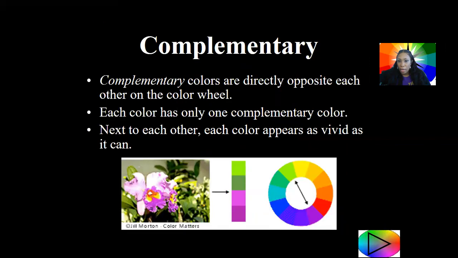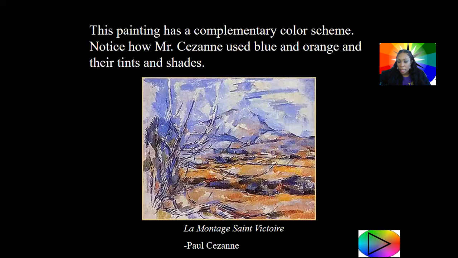All right, complementary colors are directly across from each other on the color wheel. Okay, each color has only one complementary color. Next, each color appears as vivid as it can. Okay, here's another example of Cezanne's work.